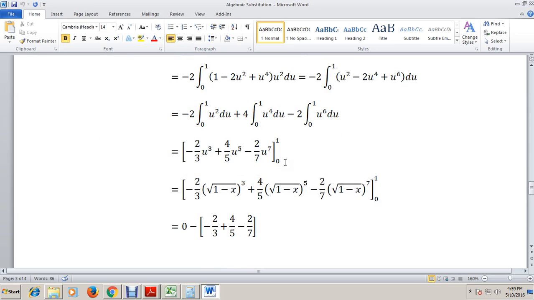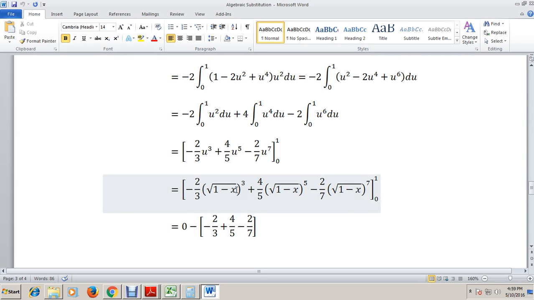Okay, so at this point, we do the substitution, the replacement of u. Okay, so u is our square root of 1 minus x. At this point, we do the substitution of the upper limit minus the lower limit. Notice that if we're going to replace x with 1, 1 minus 1 becomes 0. So everything here in each of these terms becomes 0. So that is why the resulting substitution of the upper limit becomes 0. Then minus the substitution of 0, the lower limit, in the expression.